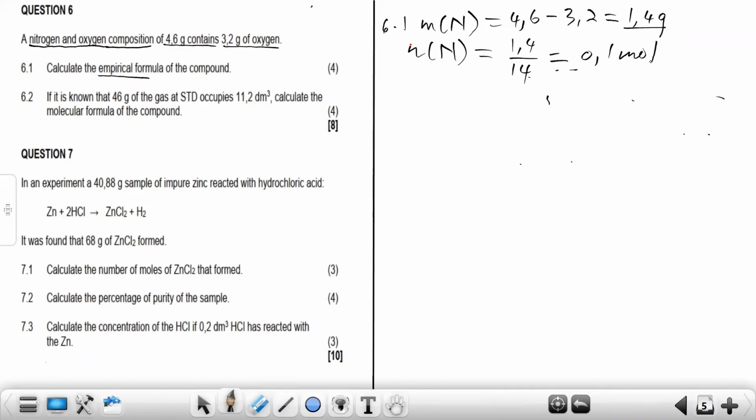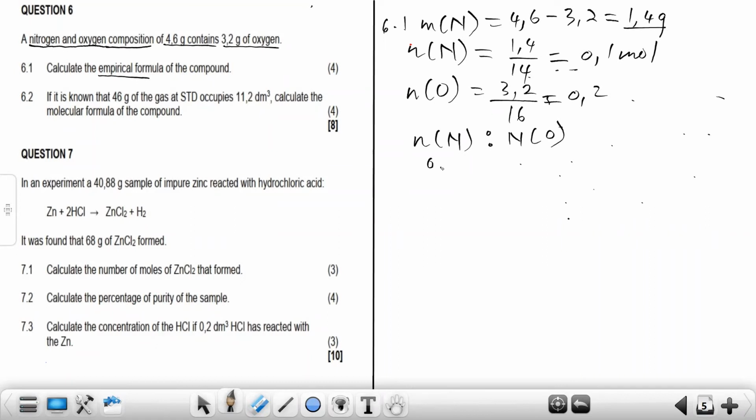Then I need to have the number of moles of oxygen. This will be 3.2 divided by the molar mass, which is 16. Then this is equal to 0.2. And then I do the molar ratio, which is that of nitrogen to the number of moles of oxygen, divided by the smallest number.